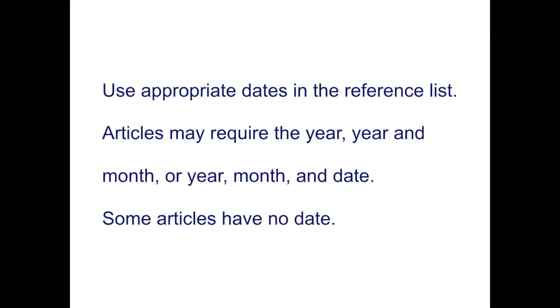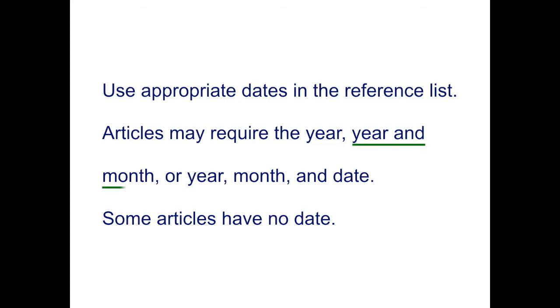When we're writing our dates, they must be appropriate for the article. Sometimes you'll require just the year. This is often the case with books. It is also the case with journal articles. Sometimes you'll actually see a very specific date for a journal article, giving the month and the specific date. However, that is not required. For journal articles in periodicals, we need to only include the year.